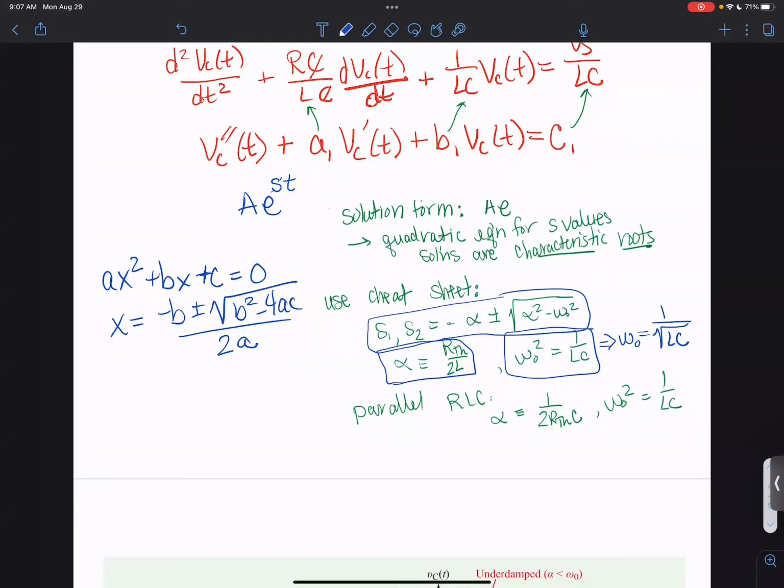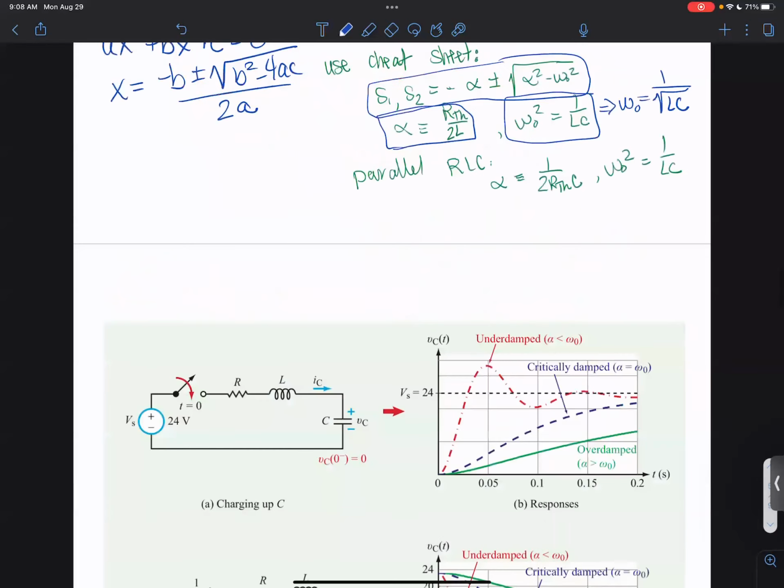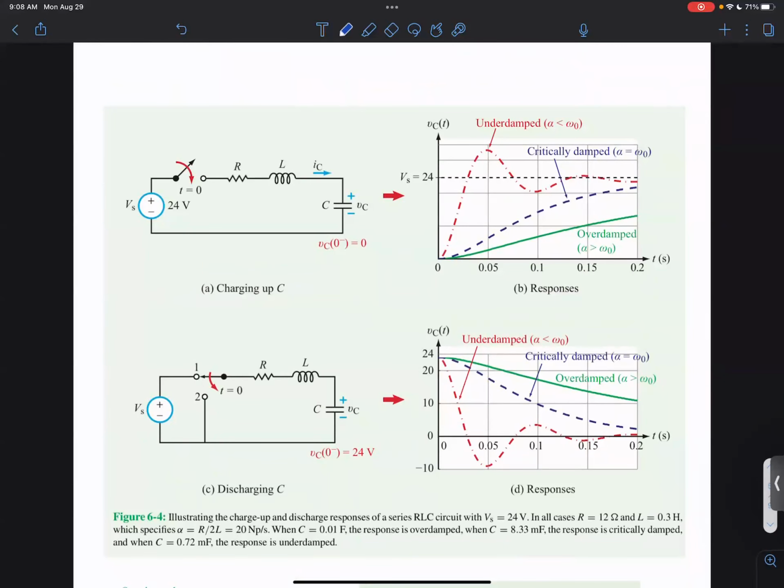Yeah. So we've gone through this derivation for when the RLC are in series together. You can do the same thing for the parallel RLC. A parallel RLC has a different value for alpha, and omega naught is the same. So the only thing different here is the alpha. Alpha and omega naught determine how this functions between the start value and the end value for these circuits.